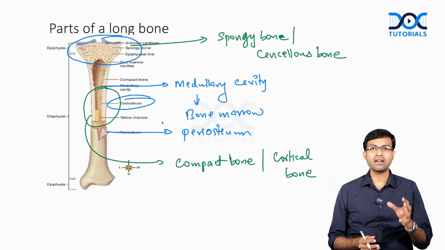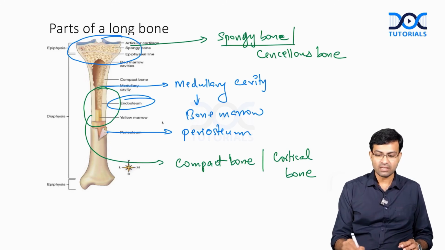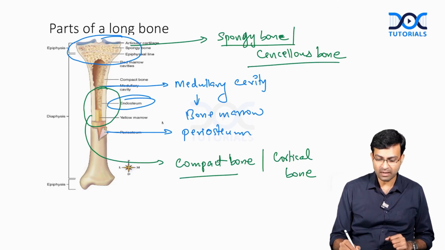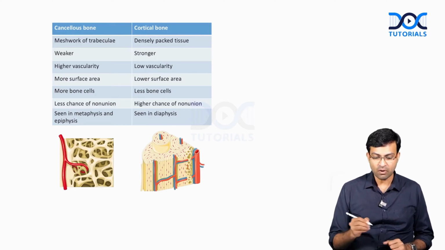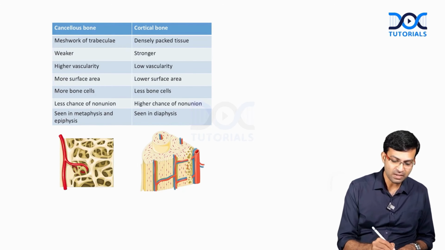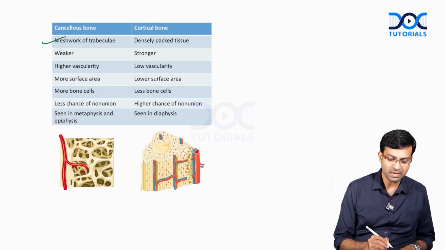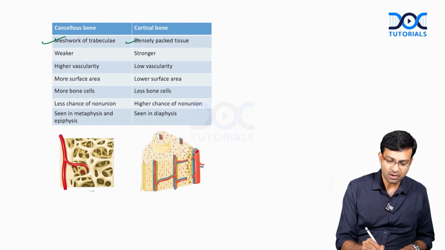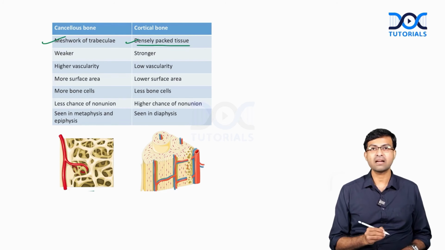On the ends, you have the spongy bone or the cancellous bone, and in the center, in the diaphyseal region, you have the compact bone or the cortical bone. What are the differences between the two? Cancellous bone is weak. Why? Because it is made up of a meshwork of trabeculae like this. But cortical bone is hard because it is made of densely packed tissue.